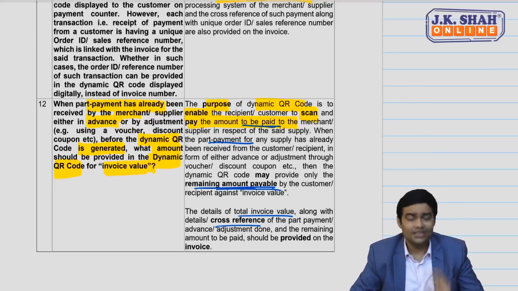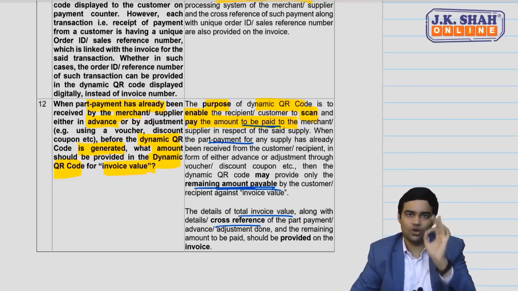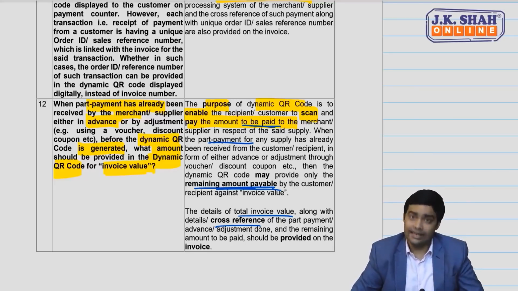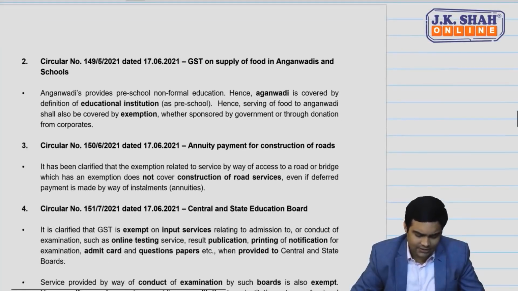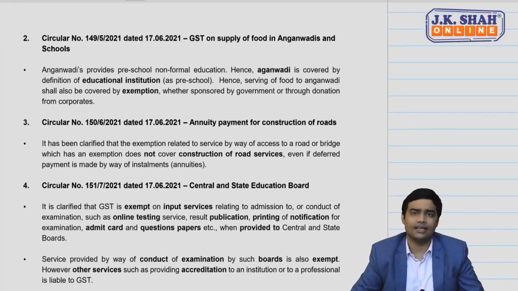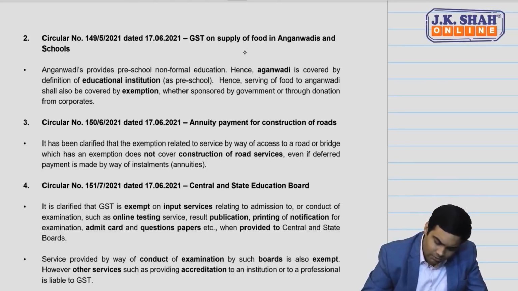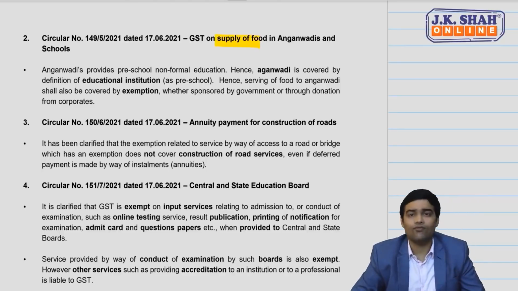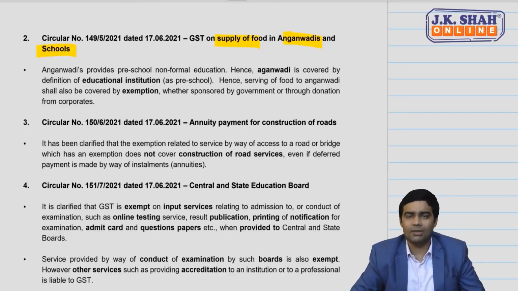Fine. So this was about B2C dynamic QR code. Now, let's take the discussion forward. There are some circulars which are given by CBIC. A fairly simple understanding of these circulars would be sufficient. New circulars, let's see. What about GST on supply of food in Anganwadis and schools? Whether GST will be applicable.